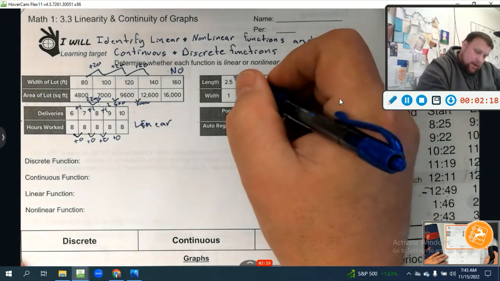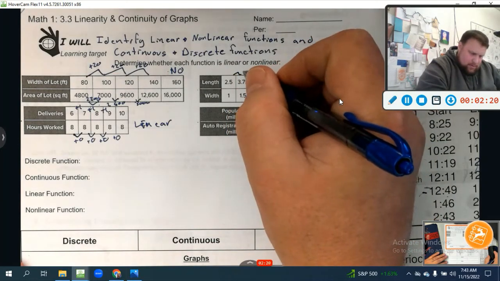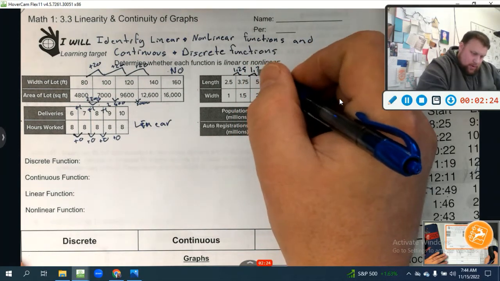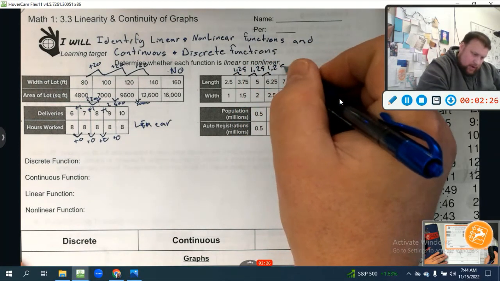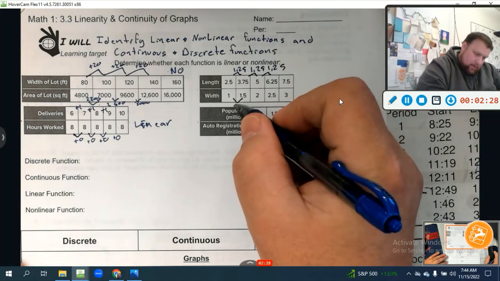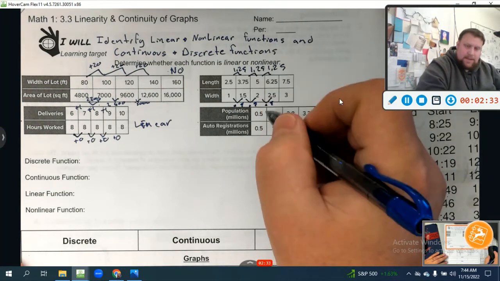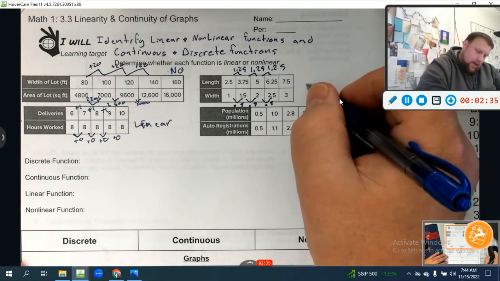This one is growing by what? 1.25? And right here, 1.25, yeah. And 1.25, okay, so that's the same. And right here, we grow by 0.5, 0.5, 0.5. Yep, that's the same. Since it's the same rate for both, this is linear.